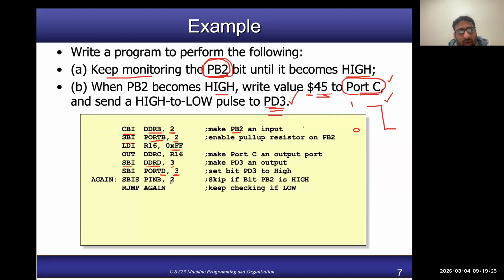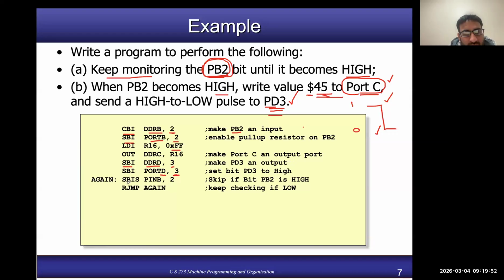So if the IO bit is set, we are saying skip the next instruction. What we want to do is the following: check the PB2 pin, and if it is one, then go and do this job: write 45 to port C and send a low signal on the PD3. But if it is not equal to 1, then check it again.